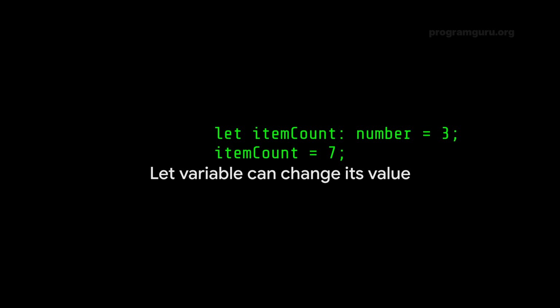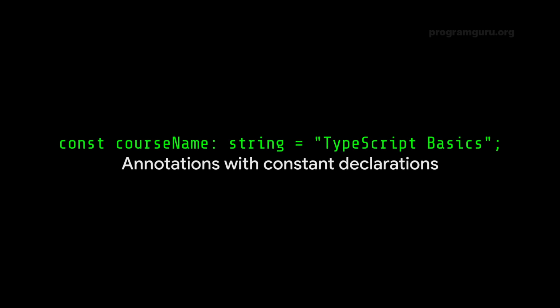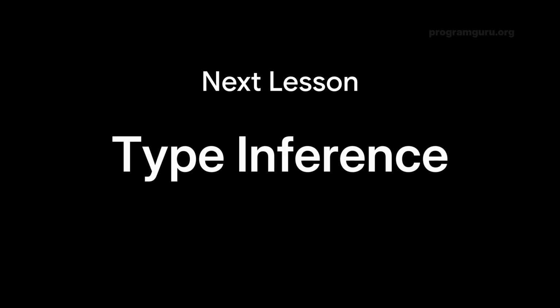We also learned that a let variable can change its value without changing its type. We can use annotations with constant declarations. In the next lesson, we will learn about type inference. We will learn how TypeScript can determine a value's type automatically, even when we do not write an explicit annotation.